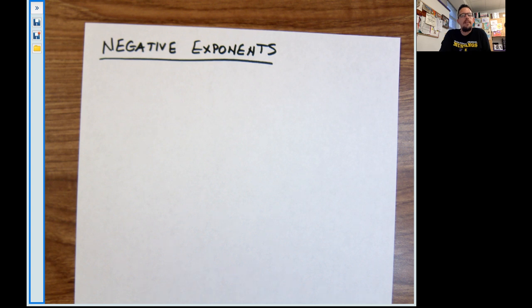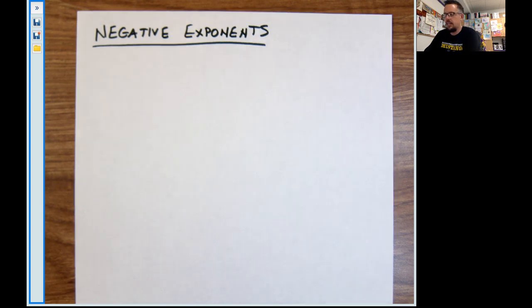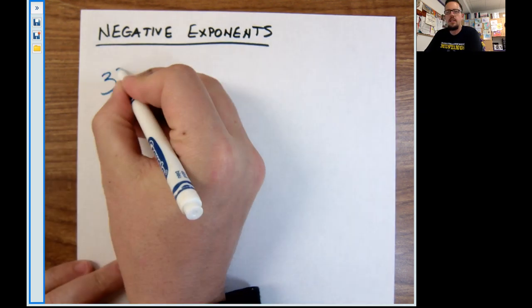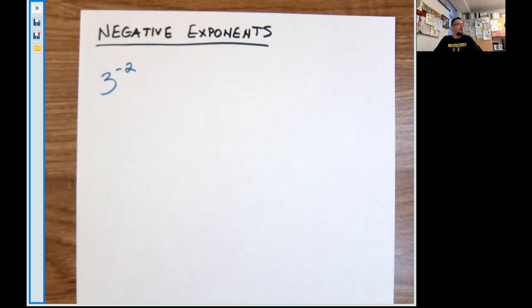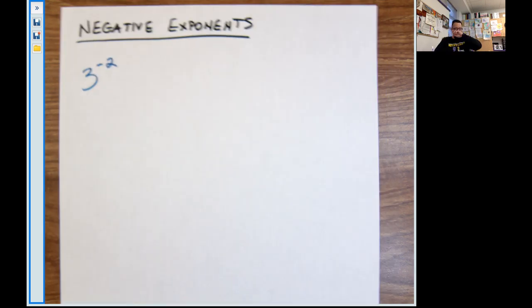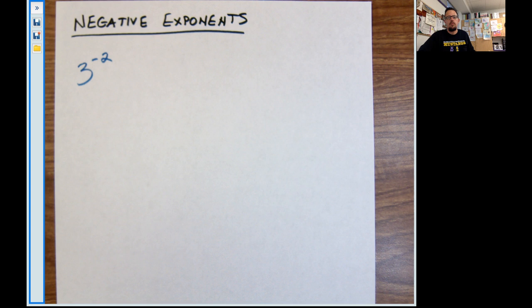All right, y'all ready? So let's talk about negative exponents. Let me give you an example of what a negative exponent looks like. It's an exponent with a bad attitude. So, negative exponent.